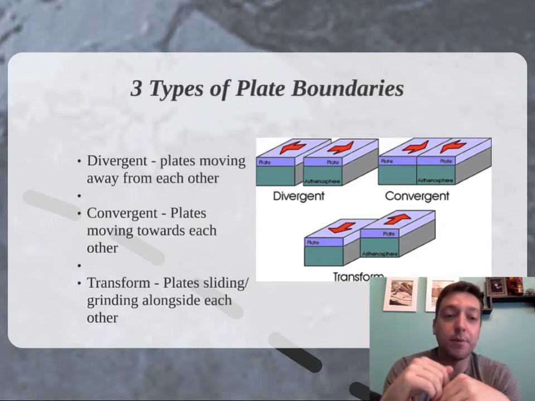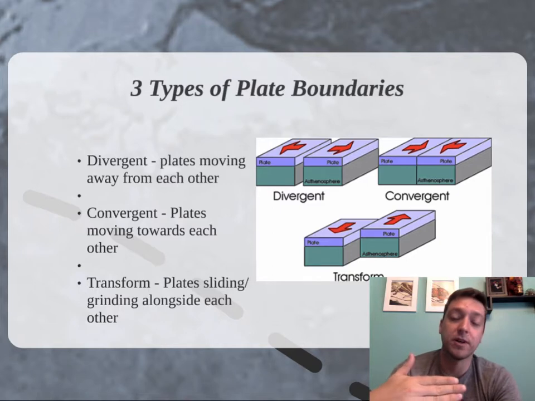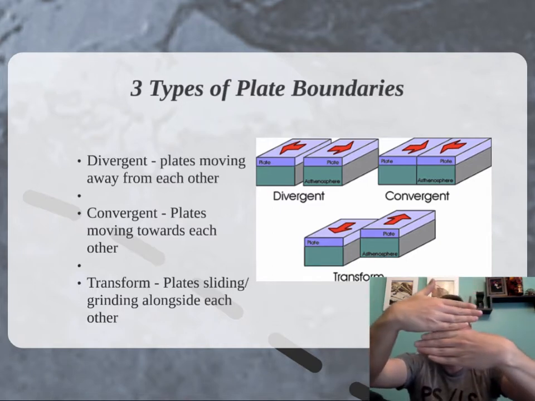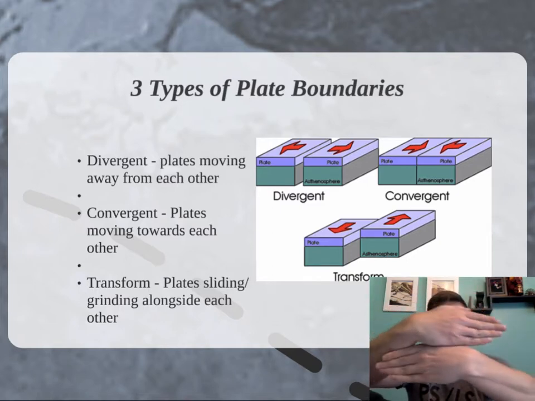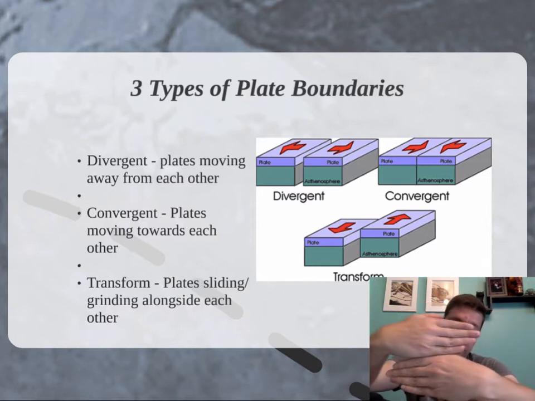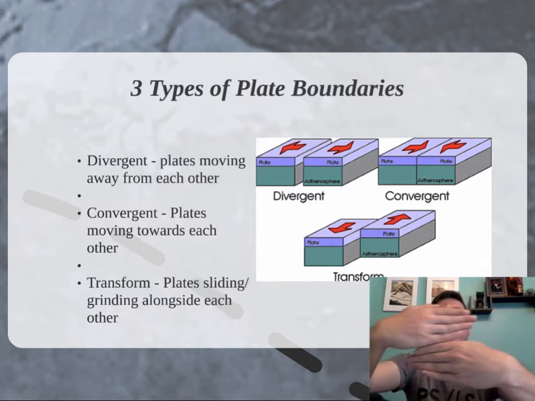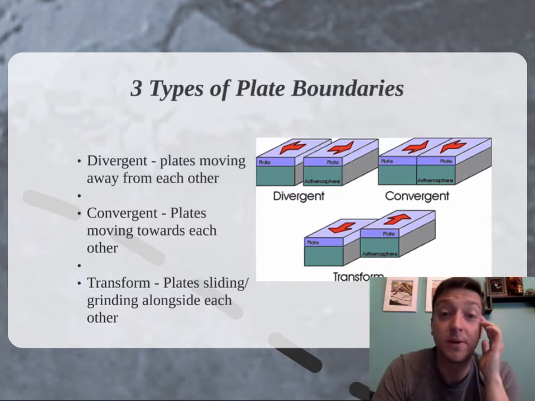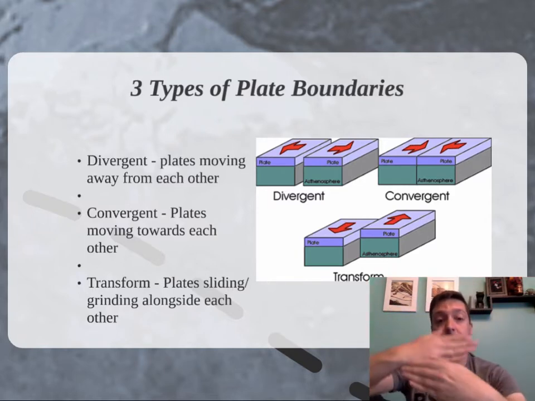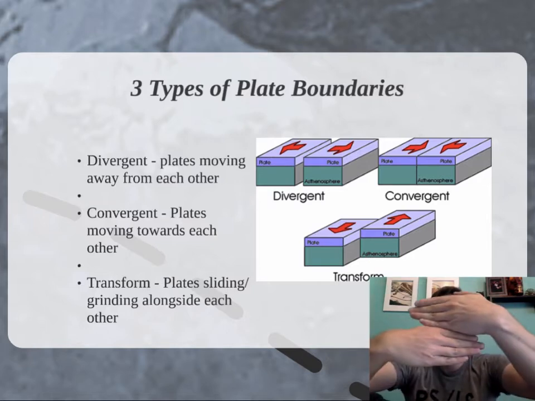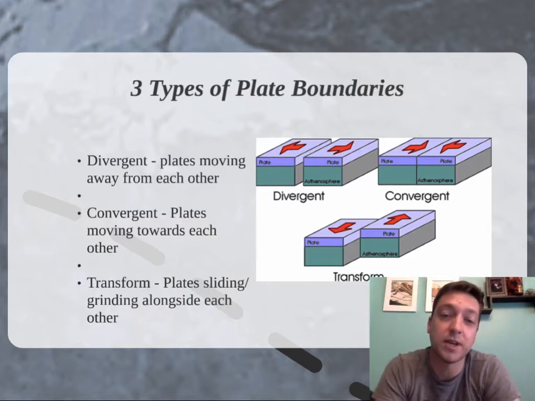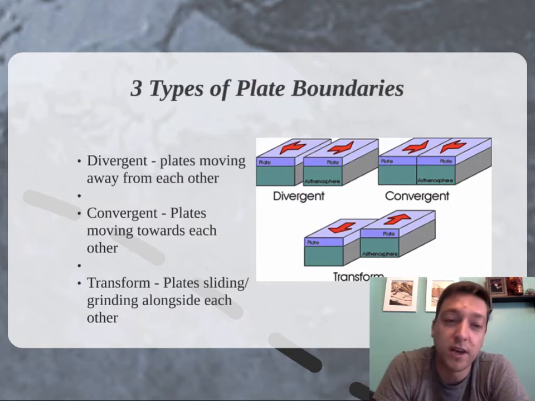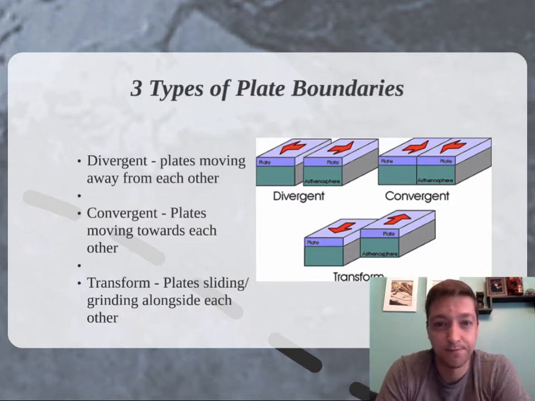And the third type is a transform boundary. So I'll do this kind of sideways. Like, that's two tectonic plates where their sides are kind of grinding against each other, which is a little bit different if you think about it. So there's some friction between the two tectonic plates that are moving kind of opposite directions of each other.